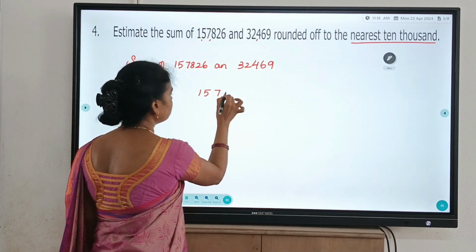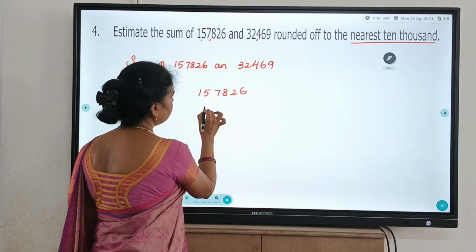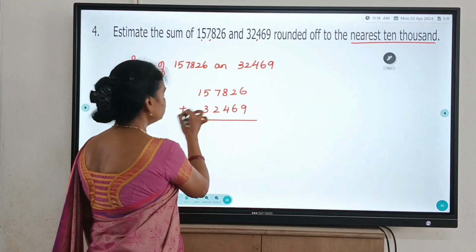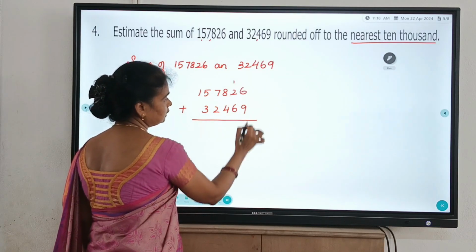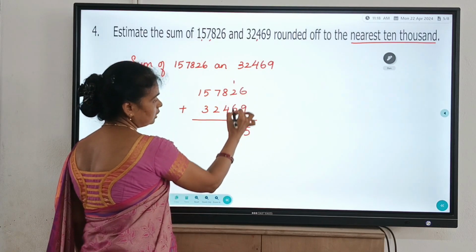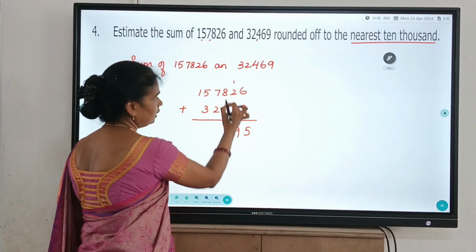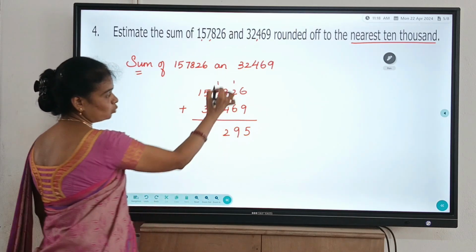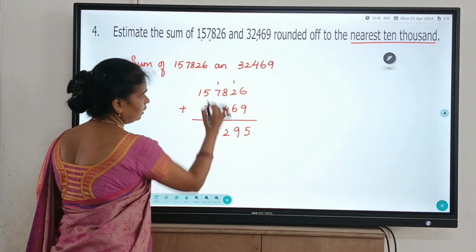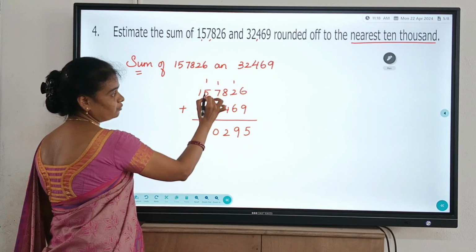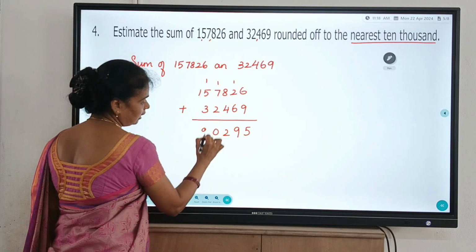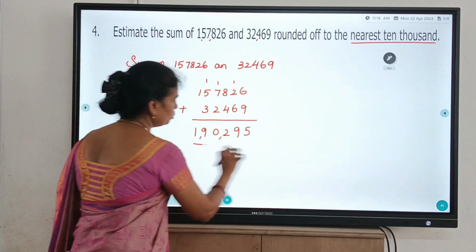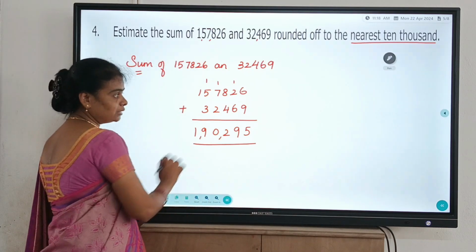So 157,826 plus 32,469. If you add these two numbers, 9 plus 6 is 15, and 2 plus 1 is 3, 3 plus 6 is 9, 8 plus 4, 12, so carry over 1, 7 plus 1, 8, 8 plus 2, 10, carry over 1, 1 plus 5 is 6, 6 plus 3, 9, and 1 here. So 1,90,295. Shall we leave the answer as it is?